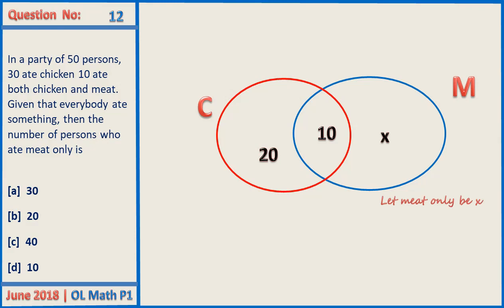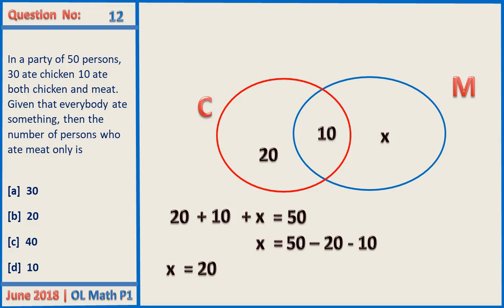Now, let the number of people who ate meat only be x. When we sum all of these values, it must give us 50. So this gives us 20 plus 10 plus x equal to 50, and x equals 50 minus 20 minus 10, giving us 20. So the number of people who ate meat only is 20. The key is B.